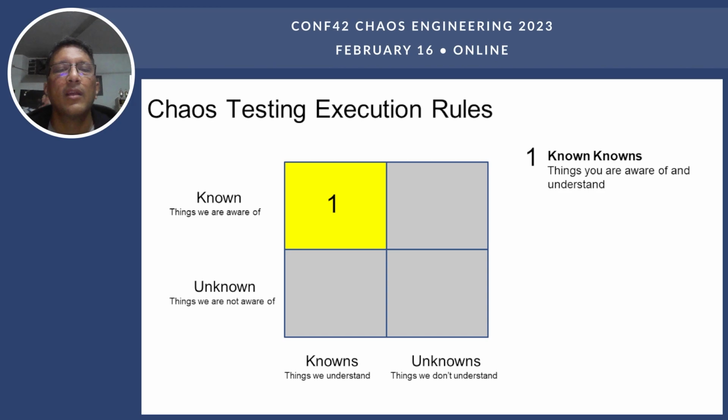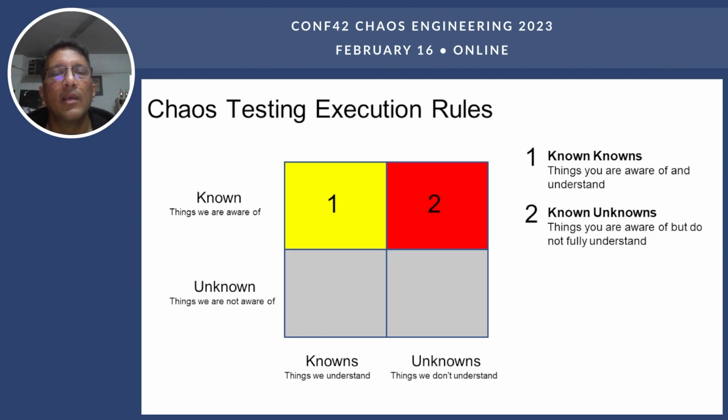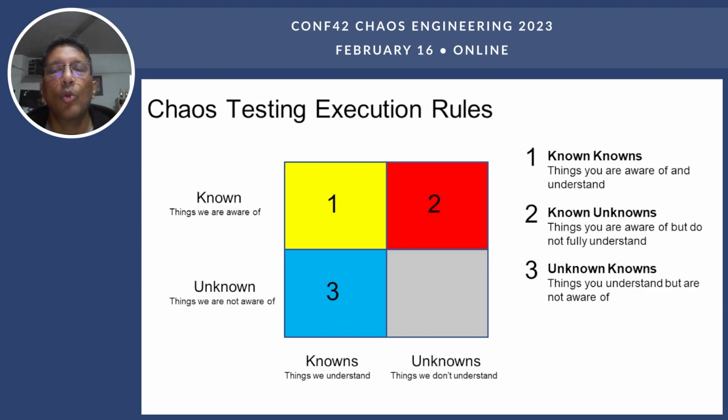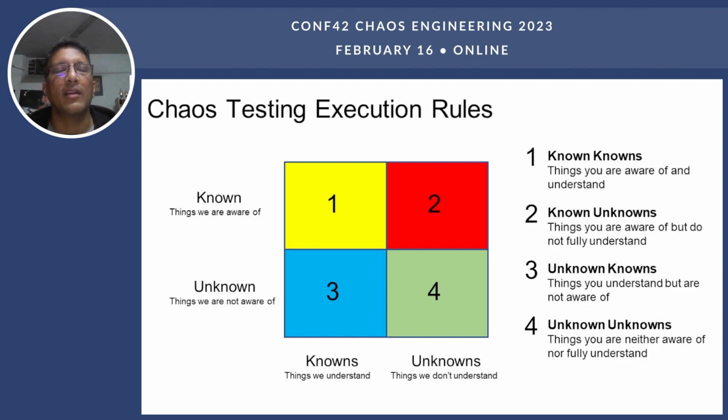So the difference is just between things that we are aware of and things that we understand or don't understand. Point number one is called known knowns: things you are aware of and things that you understand. Point number two is called known unknowns: things you are aware of but do not fully understand. Unknown knowns is point number three, where things you understand but you are not aware of. And finally, point number four is unknown unknowns, which means things you are neither aware of nor fully understand.